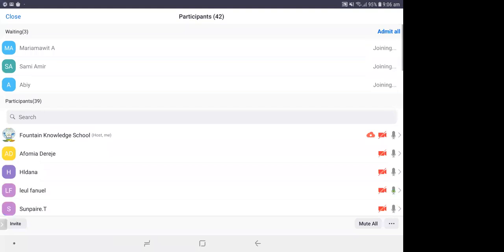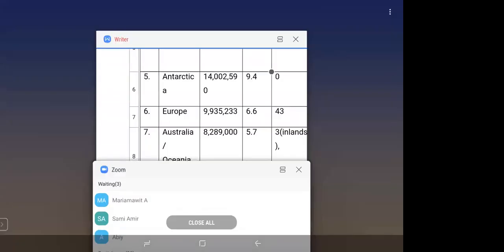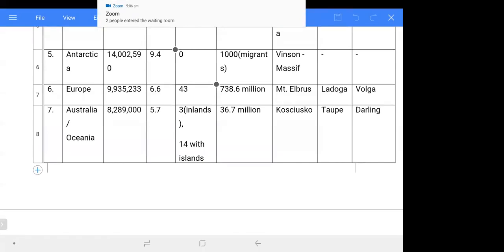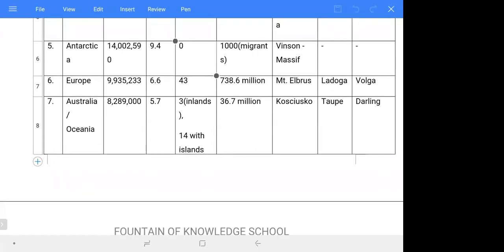Because they'll freeze. Why? Because it's covered with ice. Yeah, it's totally covered with ice and snow. The hard coldness makes it freeze. So there is no liquid water on the surface. Therefore, there is no lake and longest river. That's why we have no word or name of rivers or lakes in here.